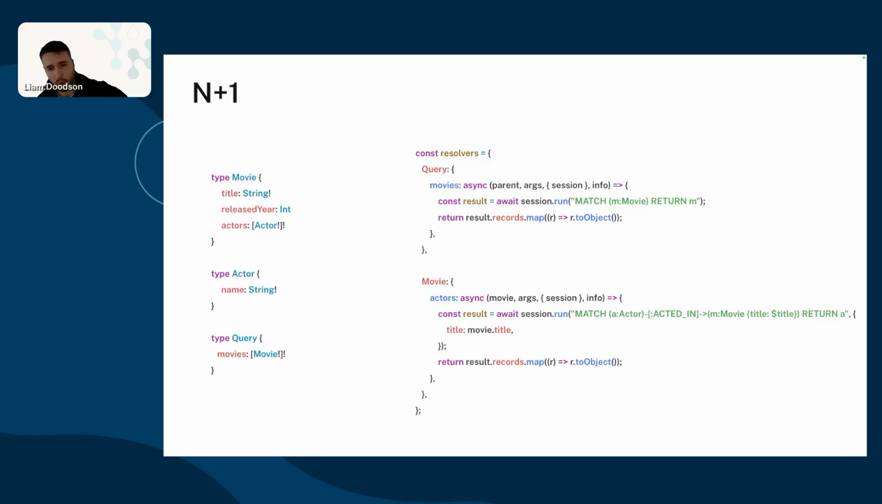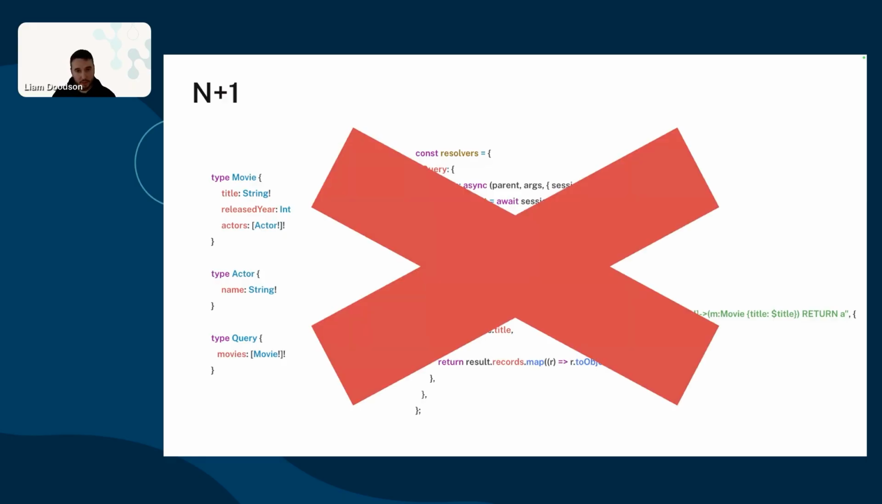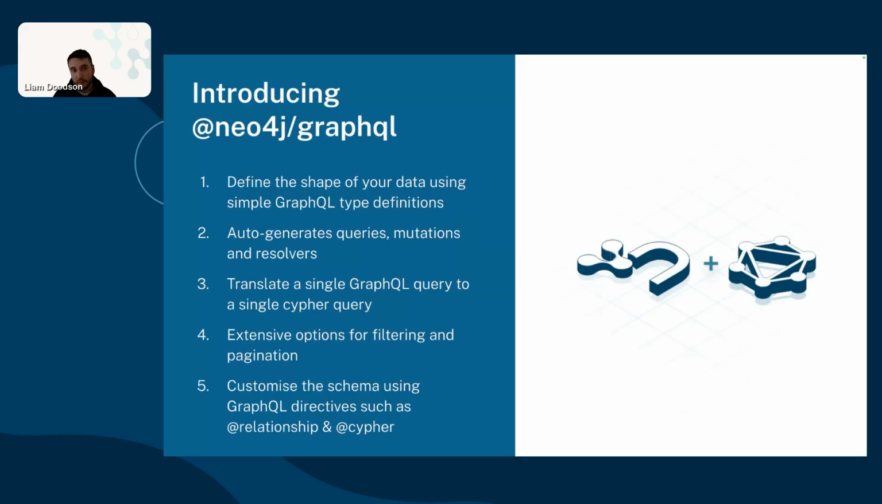As you can imagine, there's quite a lot of overhead from all those extra queries, and it's not the most performant way to do things. And especially at Neo4j, with us being a graph database and this being a graph all the way from our storage layer right through to the API, we thought the experience could be much better. And this is where the GraphQL library was born.